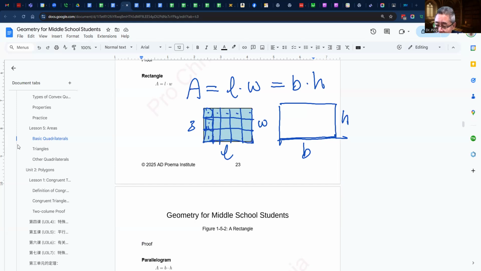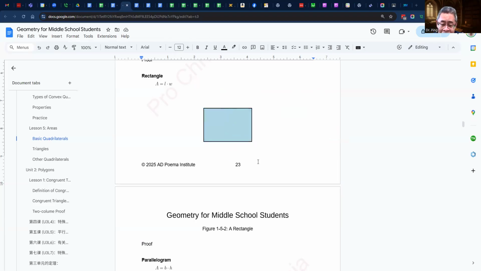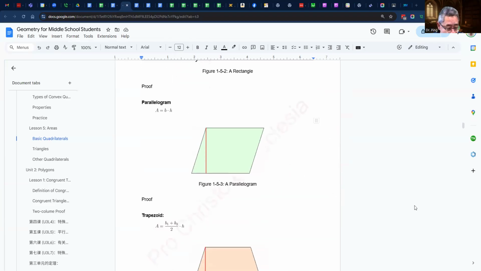Yeah, so those two are pretty straightforward. And based on that, then we can do the rest. Okay, so the next one we are doing is something called a parallelogram. As you can see, if we cut this part of it, the red line is our height. If I cut this and put it over on this side, then we get a rectangle.